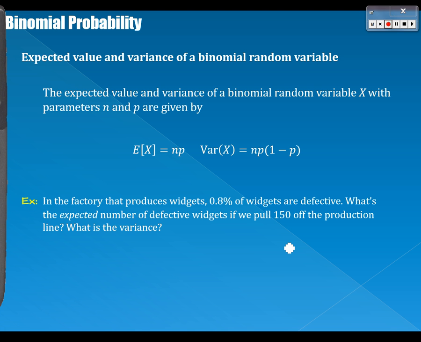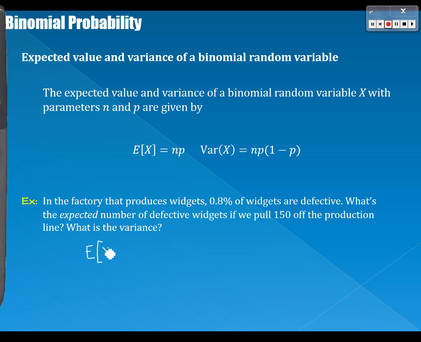Before, forget anything I've said today. If someone were to say, hey, I've got this factory, I'm going to pull 150 widgets off of the production line, and the chance of every widget being defective is 0.8%. How many widgets would you expect are defective? Forget the formulas. You'd say I'd expect 0.8% of them to be defective, right? Because on average, that's exactly what we need. So I think the expected value is pretty intuitive.